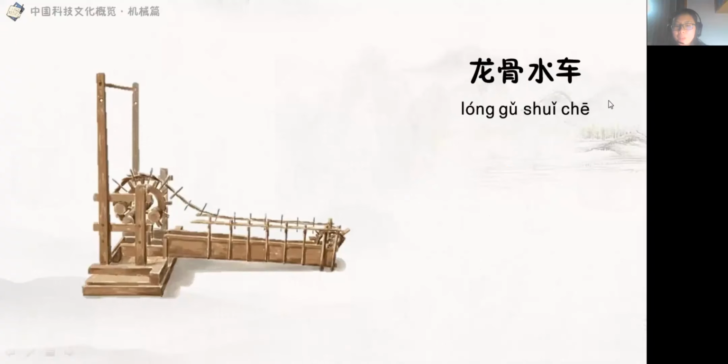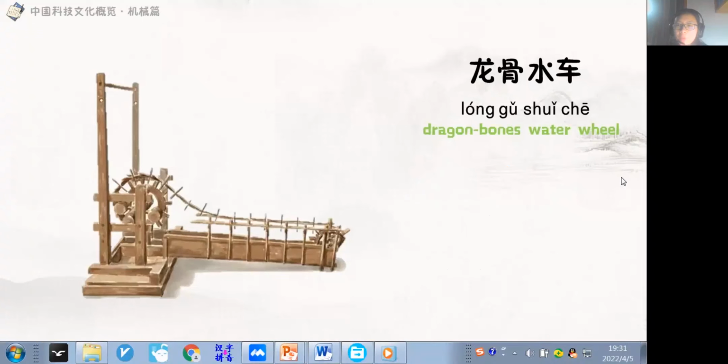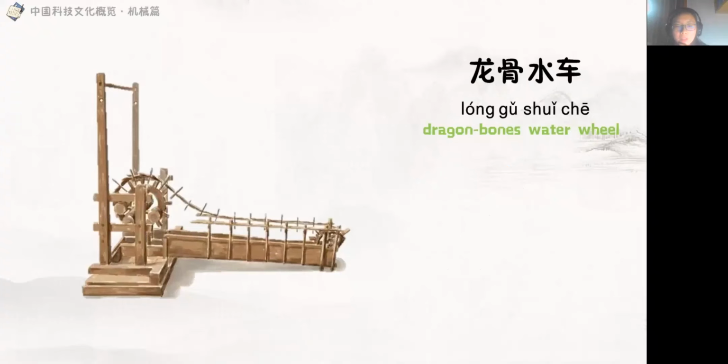And the 骨 here means bones. 水车 means water wheel. So the shape, you can see this thing, is like imaginary dragon bones. 水车, water wheel. So this one is a mechanical device for irrigation.